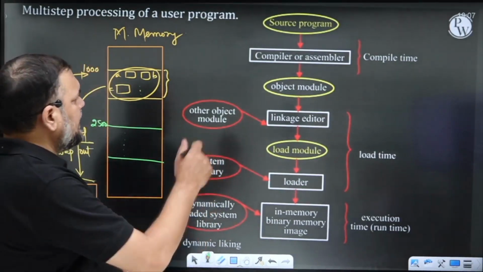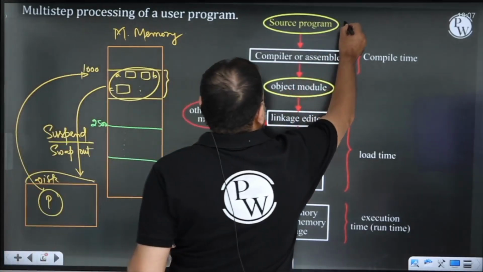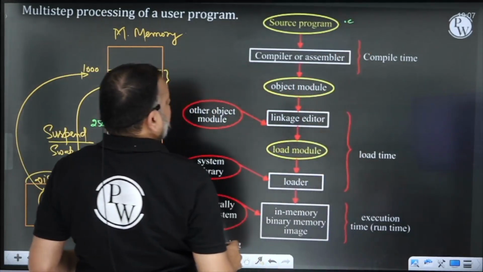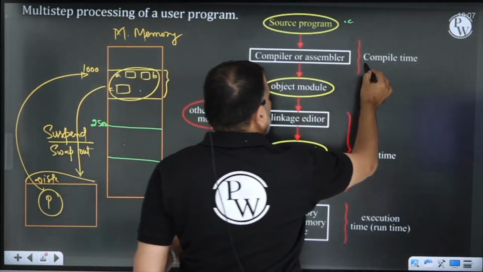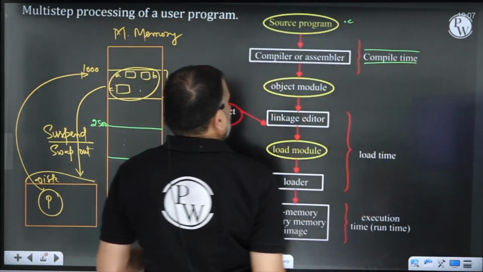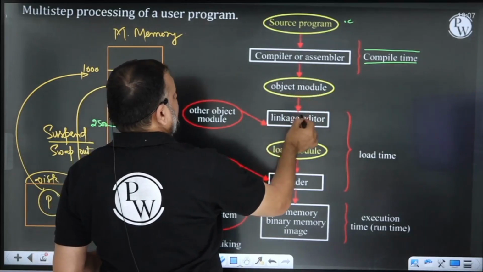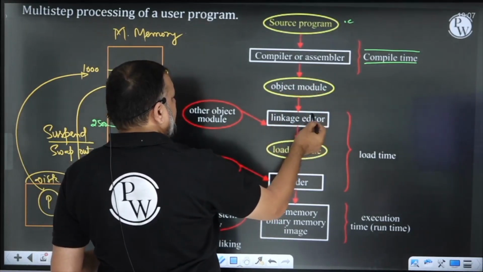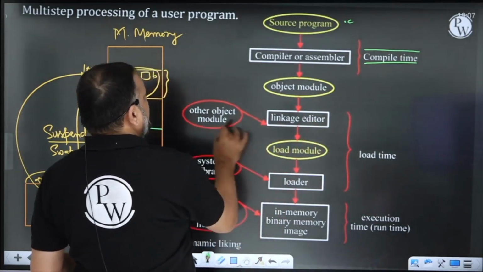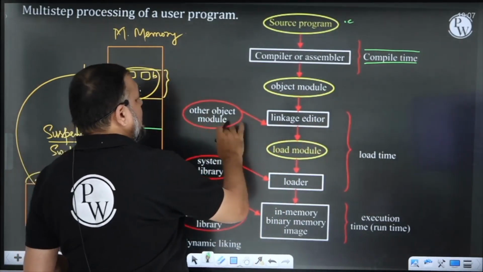Let me explain the diagram. I have written some source program like .c. The compiler or assembler generates the object code, this is compile time. If address binding is done during this time, it is called compile time binding. The object module is generated. All object modules are given to the linkage editor. The linkage editor is nothing but the linker. Other object modules, scanf, printf, whatever, are given.